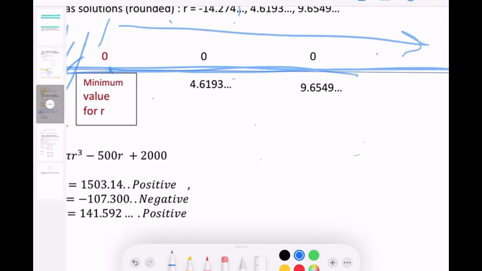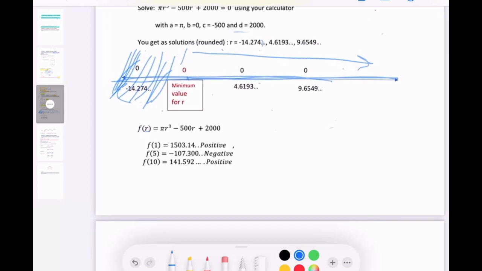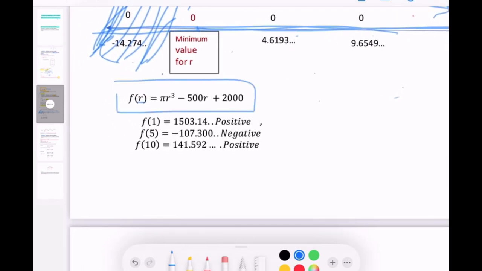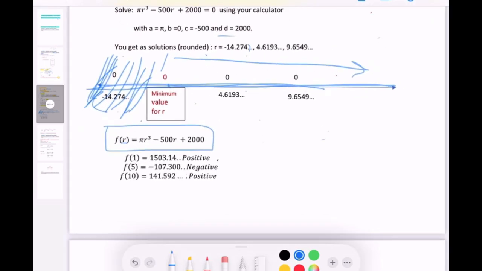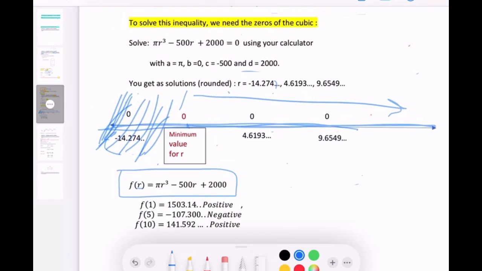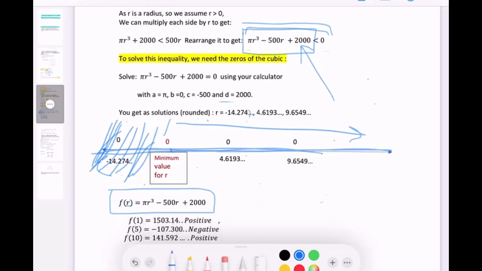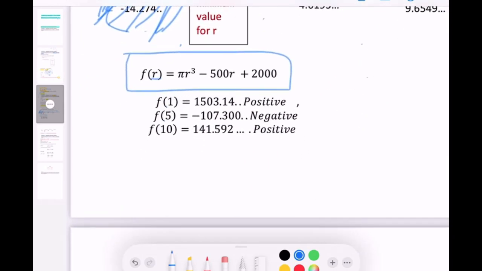So let's find the sign. To find the sign, I put my function f of r into your calculator. Where did I get this function from? It's from the inequality. Can you see this inequality? I want the sign of this expression, so I need to use a function to substitute in. So this function, put it in your calculator.